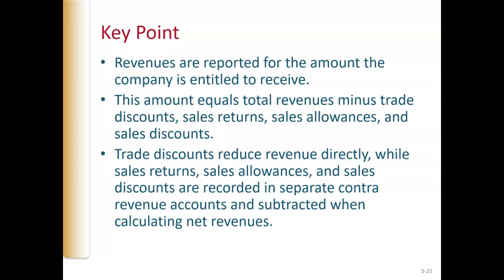Remember, guys, revenues are reported for the amount the company is entitled to receive. This amount equals total revenues minus trade discounts, sales returns, sales allowances, and sales discounts. Trade discounts reduce revenue directly, so think of trade discounts like a sale. The sales returns, sales allowances, and sales discounts get recorded in separate contra revenue accounts, and they're subtracted to arrive at our net revenues. Okay?